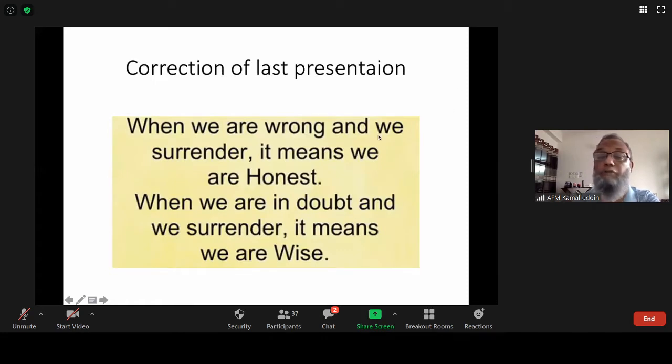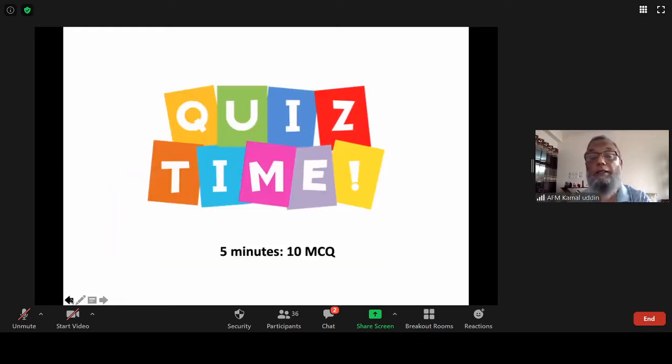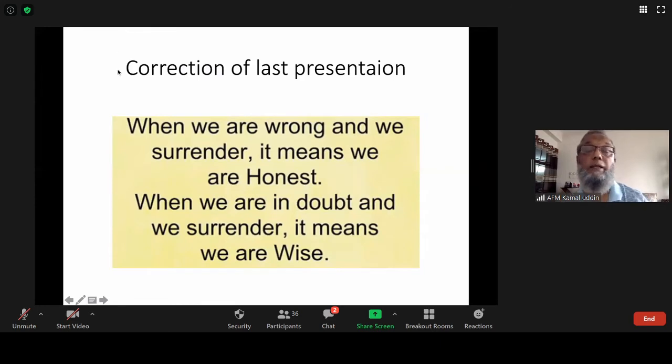Lastly, I want to finish with a correction to our last presentation, about which I sent a mail to all of you, where by mistake we added a few slides of metastatic breast cancer in the adjuvant section. When we are wrong and we surrender, it means that we are honest. And when we are in doubt and we surrender, that means we are wise. So it is good to be honest, but it is better to be wise. Thanks, that was my presentation today. Now, I think we can invite some question and answer, then we'll go to the next session.